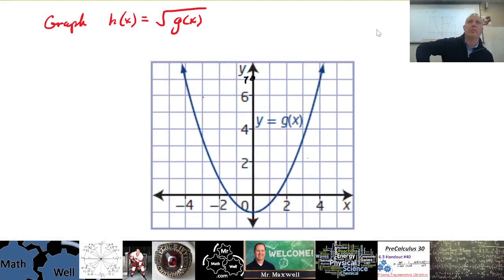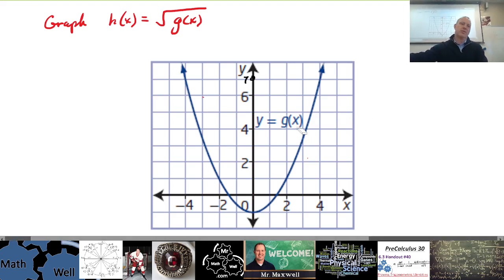All right. So what we're going to do here is graph the square root of g of x, the function that's given. The function in blue is called g of x, and I am going to graph in red a new function called h of x, which is defined as the square root of this parabola here.